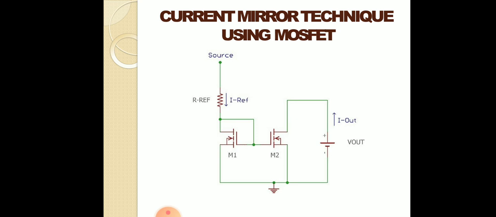Current mirror technique using MOSFET. This is the slide about the current mirror technique using MOSFET. Consider the above current mirror circuit using MOSFET. The MOSFET transistor M1 is in the saturation region as VDS is less than or equal to VGS.